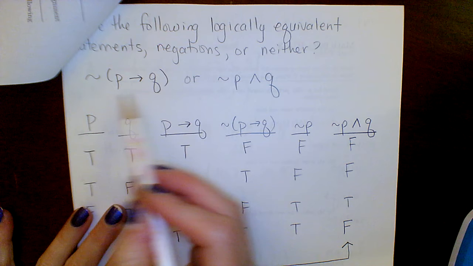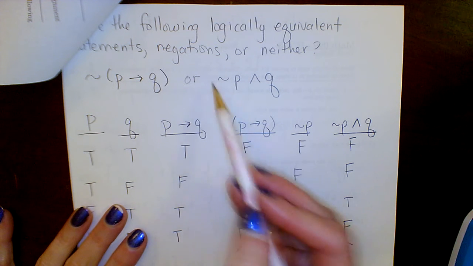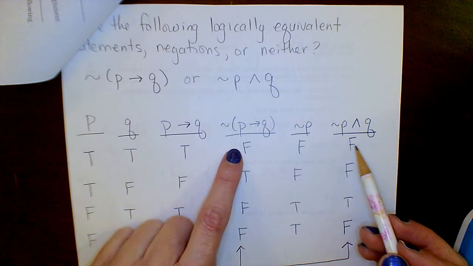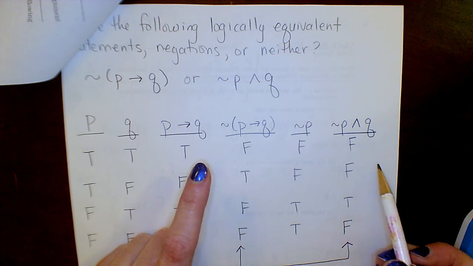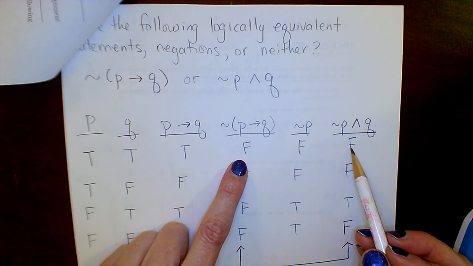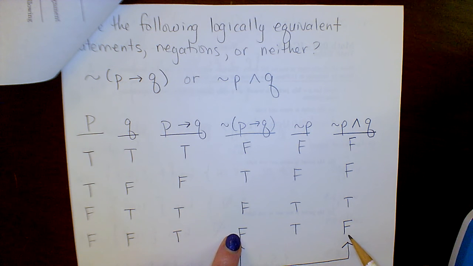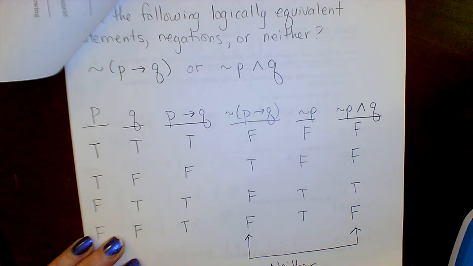Now we look at the column for this one, which is right here, and then the column for this one, which is right here. Are they identical? No. Okay. Are they complete opposites of each other? Well, no, because this is the same, that one's opposite, but that one's the same. So they're neither exactly the same nor exact opposites. So we say that they are neither.